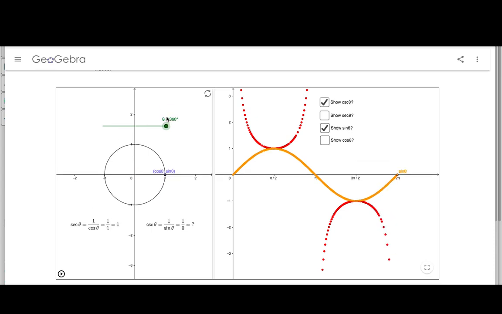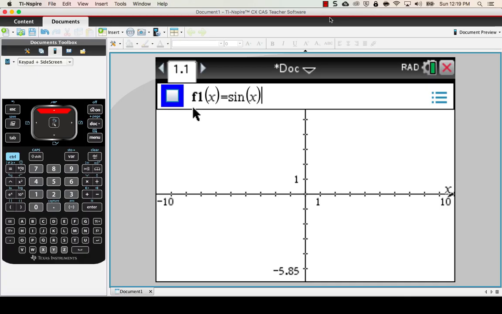So the period of sine and the period of cosecant are going to be exactly the same, 2 pi. That's also true of the period of secant and the period of cosine. Now we'll take a quick look at this on a larger scale.